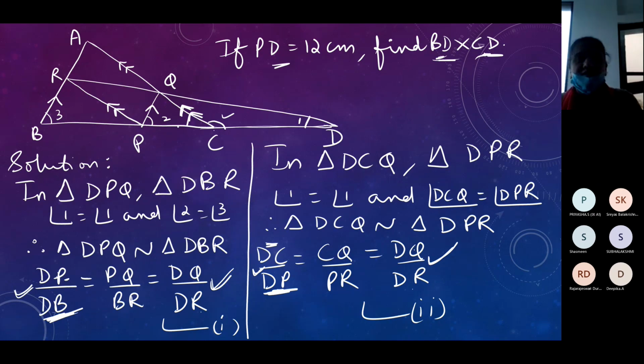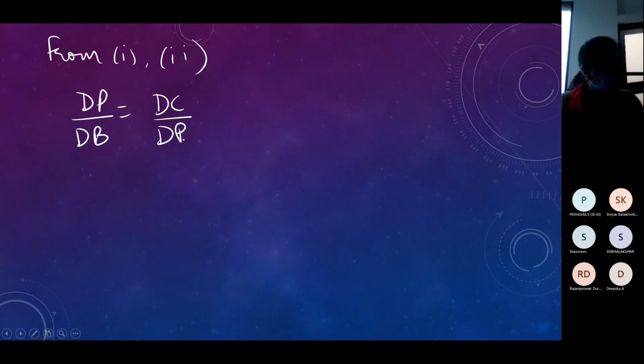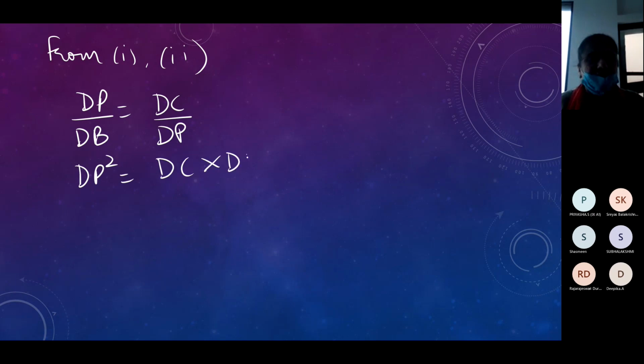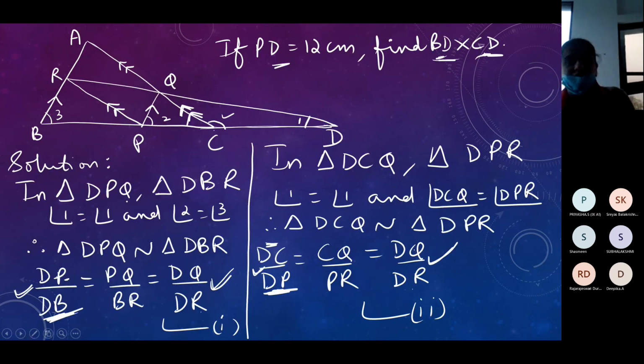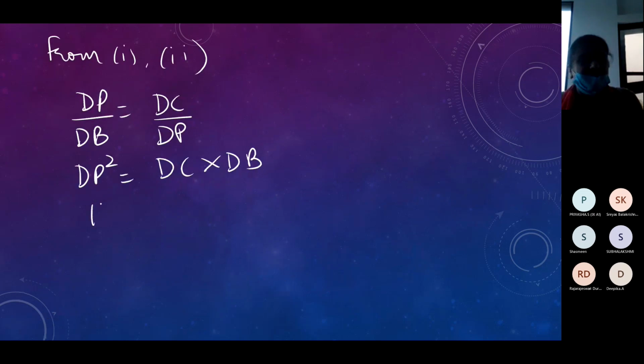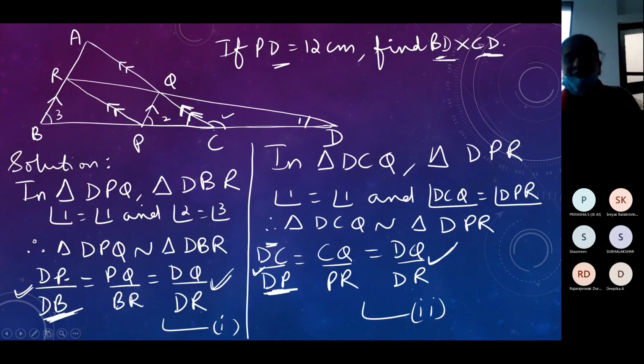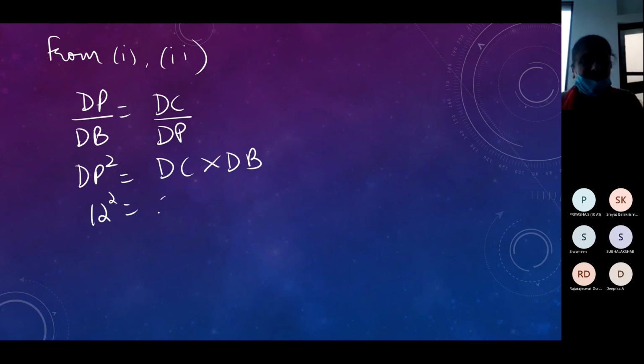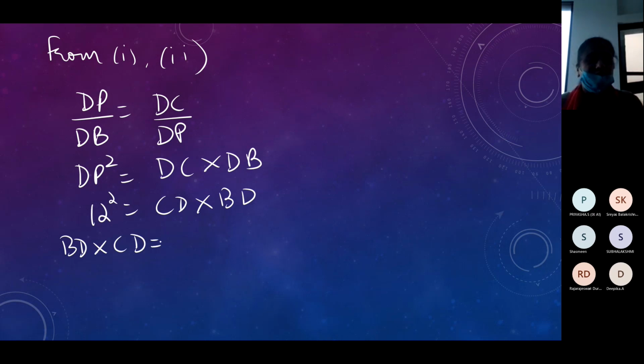So now what is given? DP is given, 12. Let's cross multiply now. So you get DP square is equal to DC into DP, where DP is 12. So 12 square is equal to, we need BD and CD, so let me change that, CD into BD. Same thing. So that means BD into CD is equal to 144. All right, that's all. So it's simple.